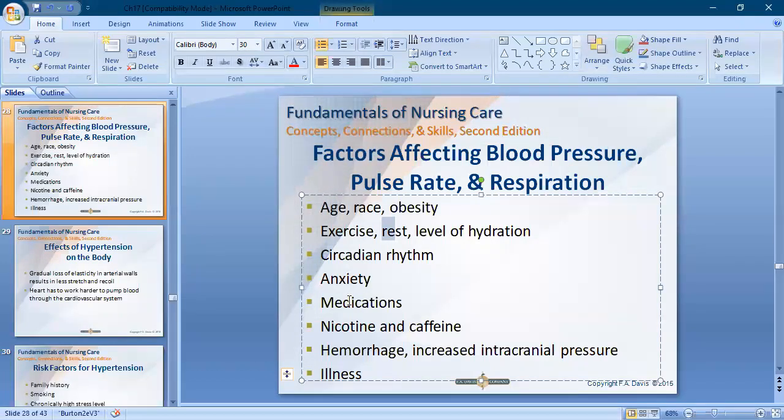Some medications, like narcotics, reduce the blood pressure, the pulse rate, and the respiratory rate. Caffeine increases all of them. Hemorrhage decreases all of them.